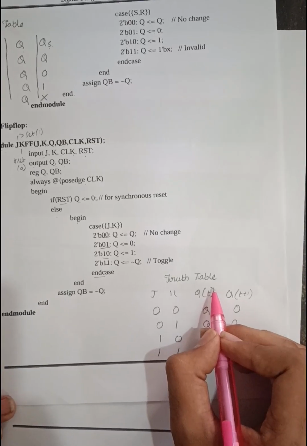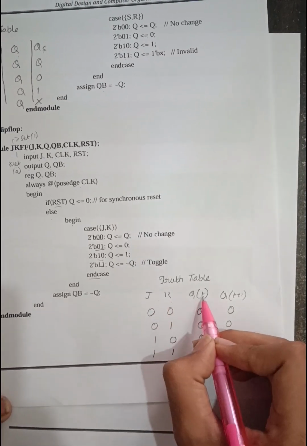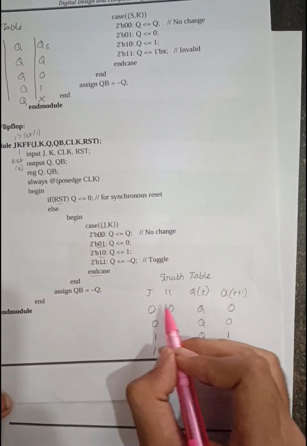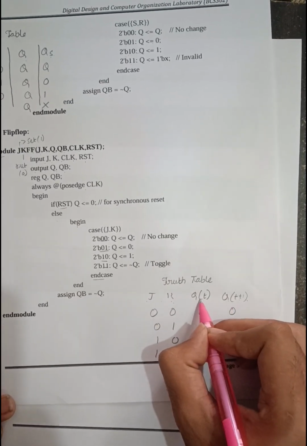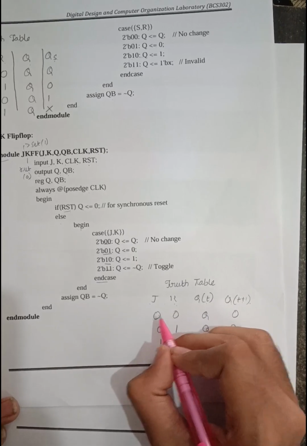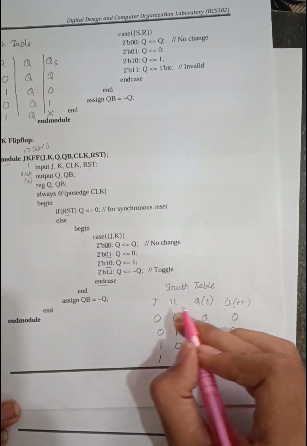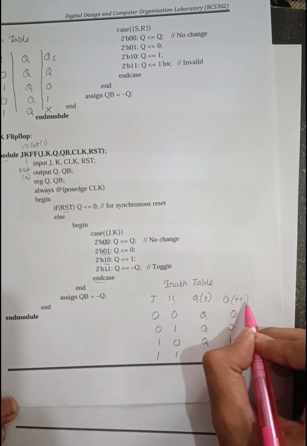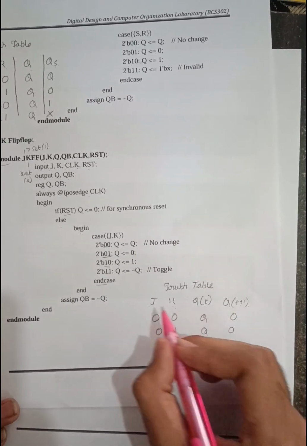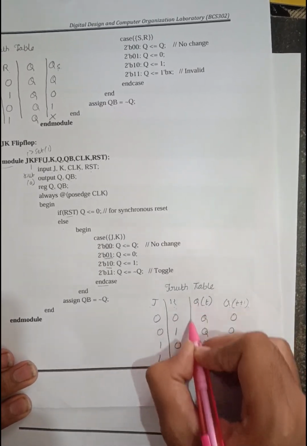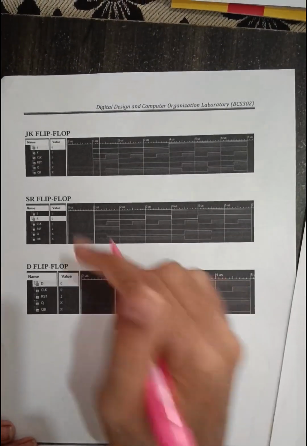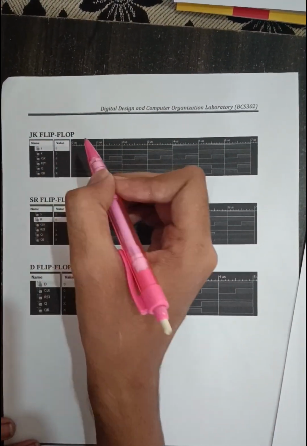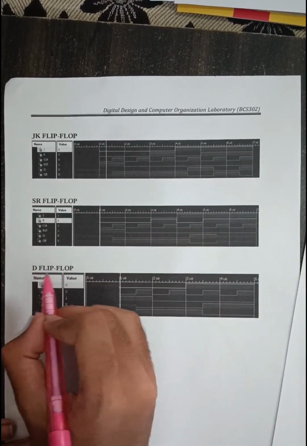JK flip-flop has a truth table with J, K, Q of T and Q of T plus 1. J and K are the set and reset values, and Q of T is the present assigned value of inputs, and Q of T plus 1 is the next assigned value of the input values. And these are the JK flip-flop outputs, SR flip-flop output and D flip-flop output.